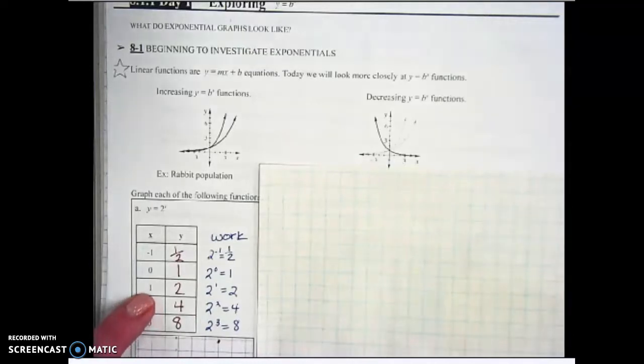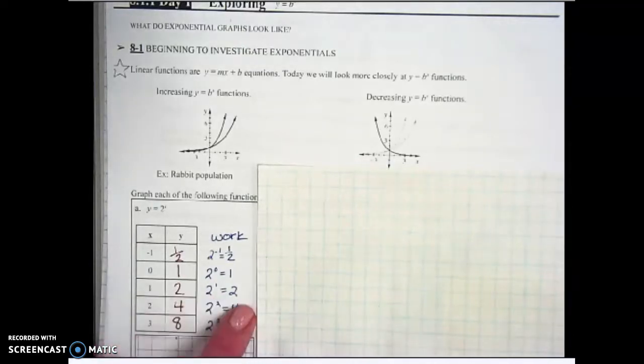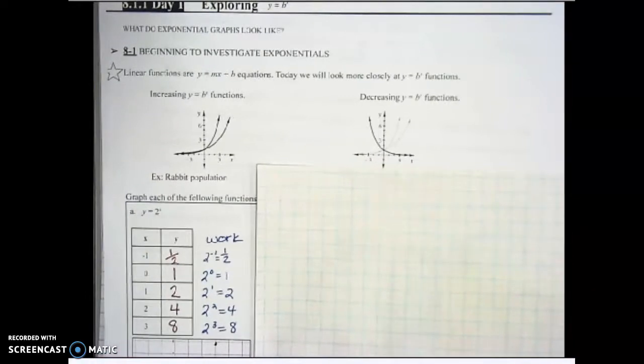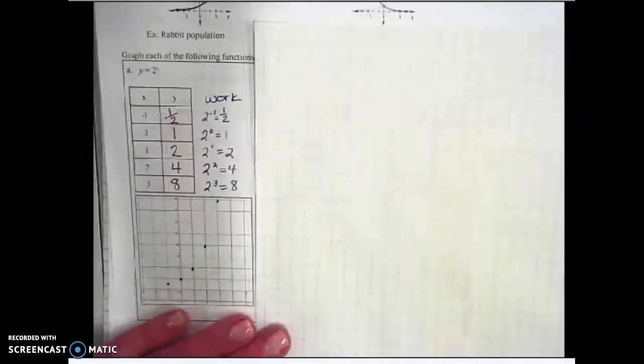Now we're going to plug in a 1. So 2 to the first power is just 2. And then when you plug in a 2, you have 2 to the second power, which is just 4. And then when you plug in a 3, you have 2 to the third power, which is 8. Okay? Once you have your chart all filled out, then you can work on your graph.